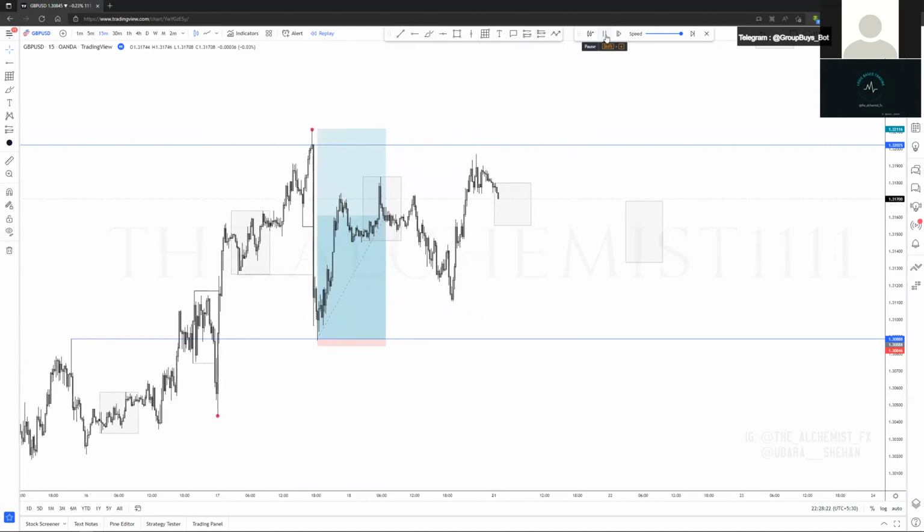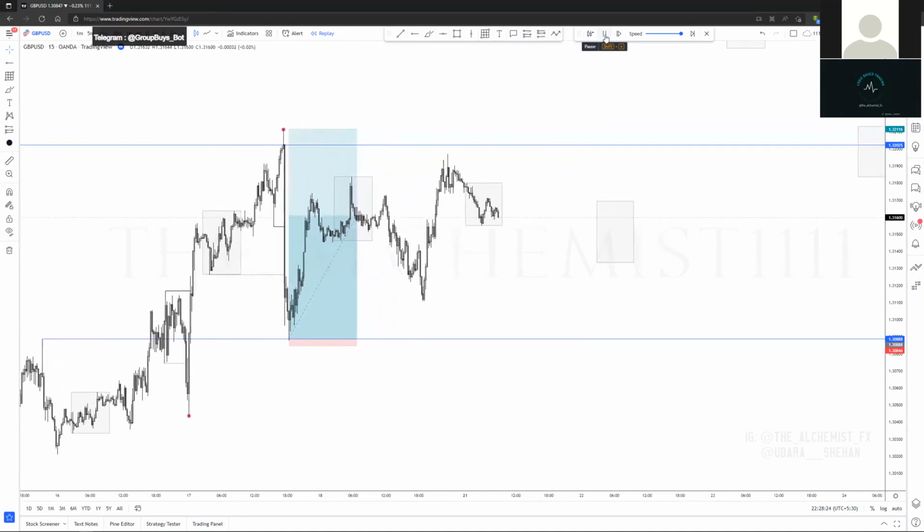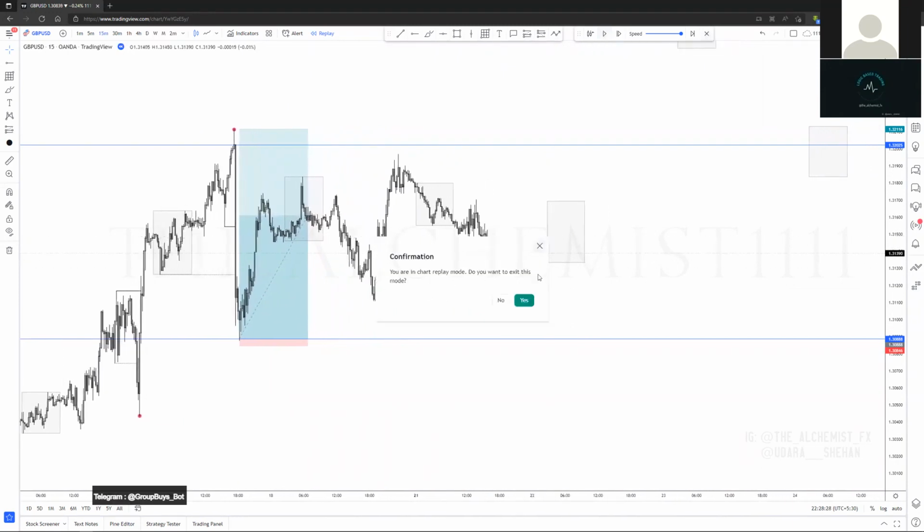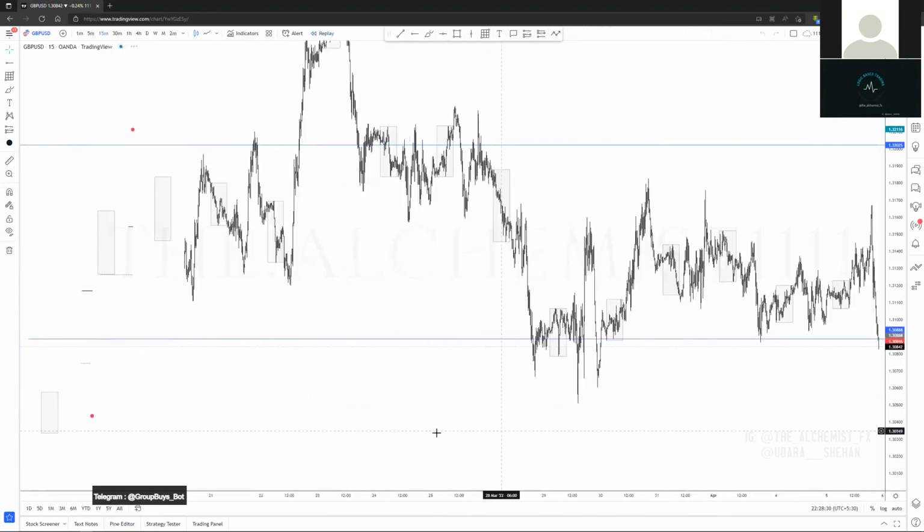What would you trust? A 15-minute imbalance or the daily imbalance once again? Obviously the daily, right? So slowly, but surely they did run into the target.